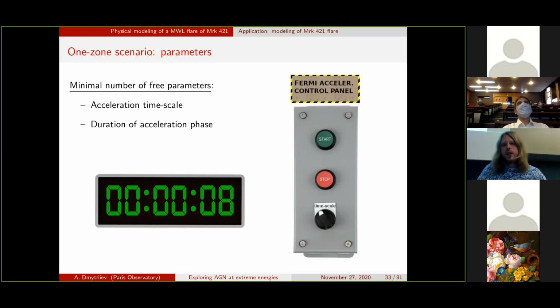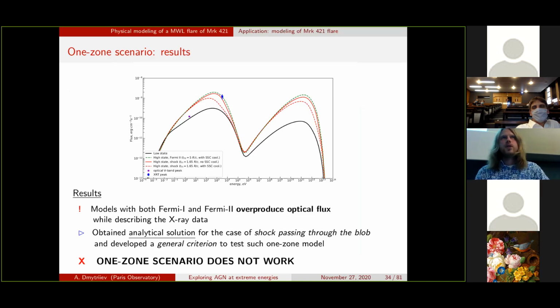So this is working like this. What I was doing is just using these kind of control panels. You specify the time scale of Fermi 1 or Fermi 2 acceleration. Then you start your shock or turbulence acceleration. You wait for a certain amount of time, and you stop your acceleration process. And the particles are reaccelerated, and you get more high energy particles, spectral hardening, and you can get a flare. But unfortunately, this model doesn't work.